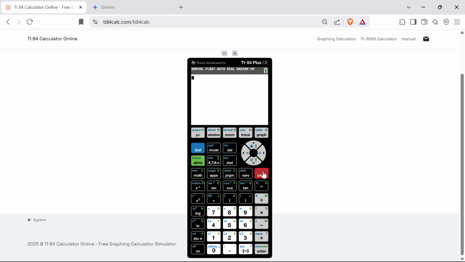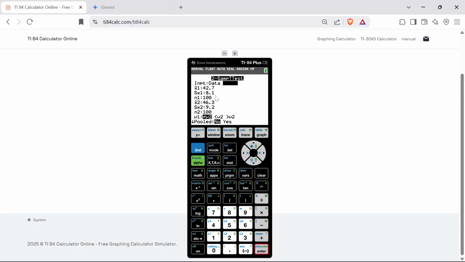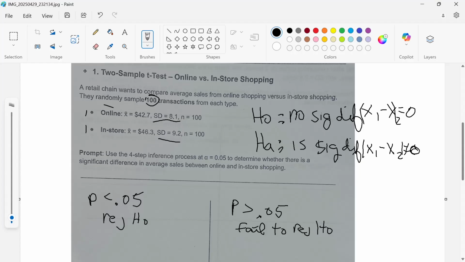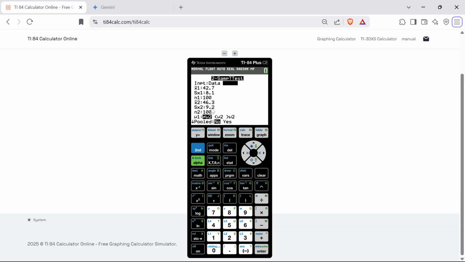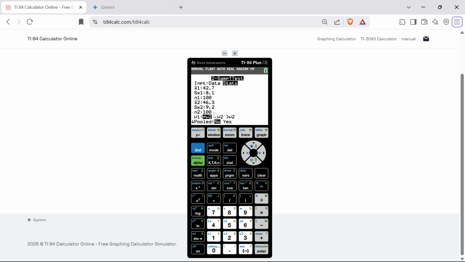So let me clear what's already on here, and I go to Stat, and I go to Tests, and I want to do a two-sample t-test. And I don't want to do data. I don't have data, I have stats. So now I'm going to put in my stats. I think they're already in here. I have 42.7 and 8.1 for online. Got it. And the sample size is 100. For in-store, it is 46.3 and 9.2. Sample size is 100.